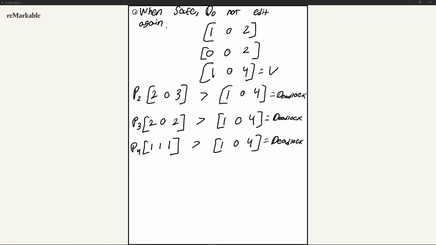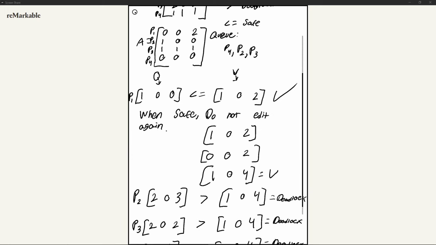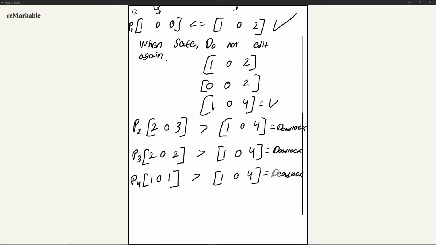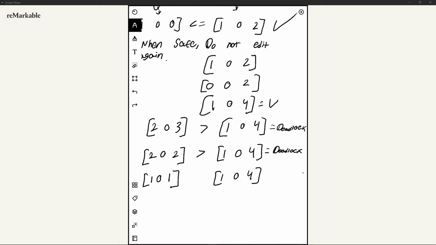Let's assume that P4 was a 0. I'll change that here. Now, that means that this is safe. So 1 is less than or equal to 1, 0 is less than or equal to 0, and, sorry, 1 is less than or equal to 4. Therefore, this vector, P4, is safe.